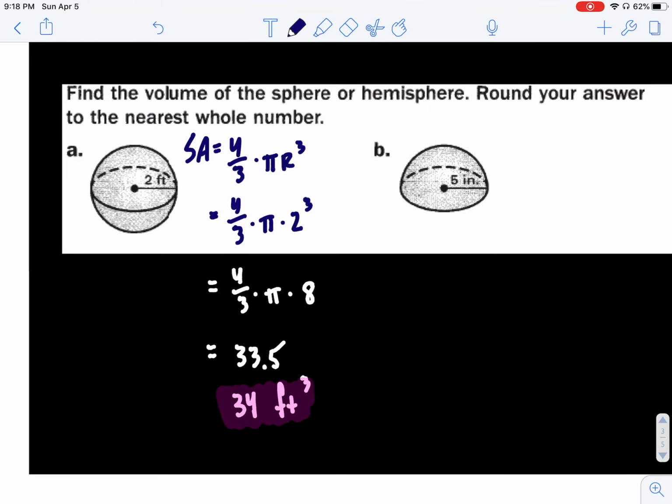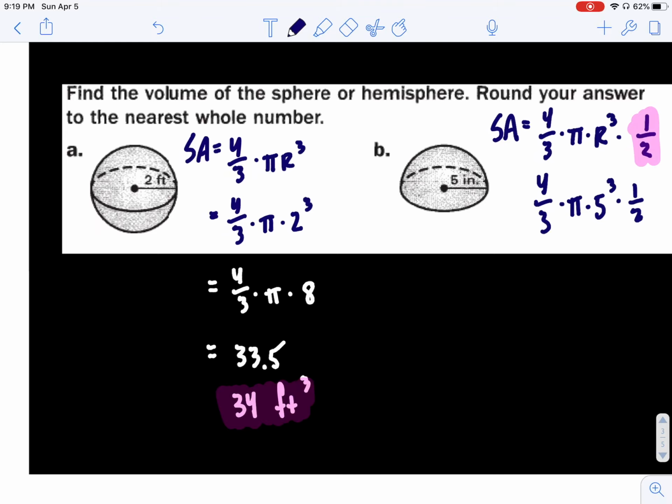Now, if we're doing a hemisphere, that's going to be an extra step where we have to take half of the volume. So in this case, it's going to be 4/3 times pi times the r cubed again. And then we have to multiply that by the extra 1/2 because it's only half a sphere. So 4/3 times pi times the radius, which is 5 cubed, and then times a half. All right, well, 5 cubed is going to be 125. So I'm going to take 4/3 times pi times 125 times a half.